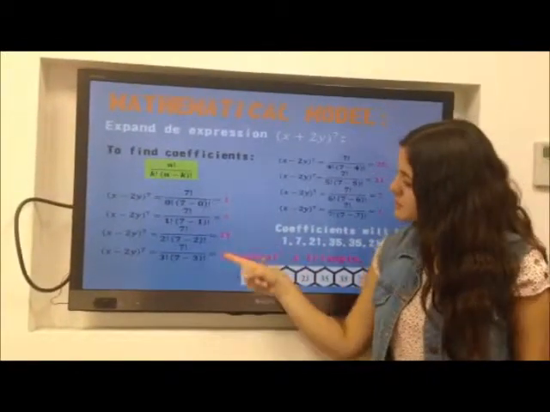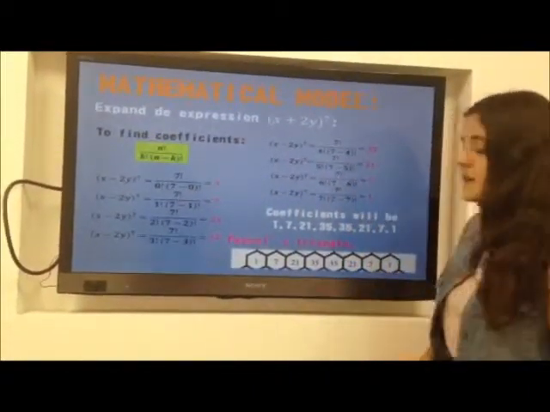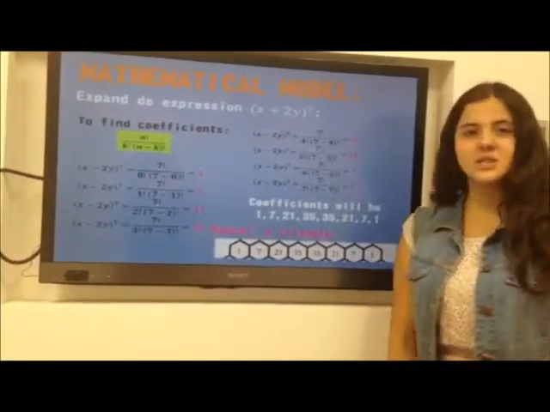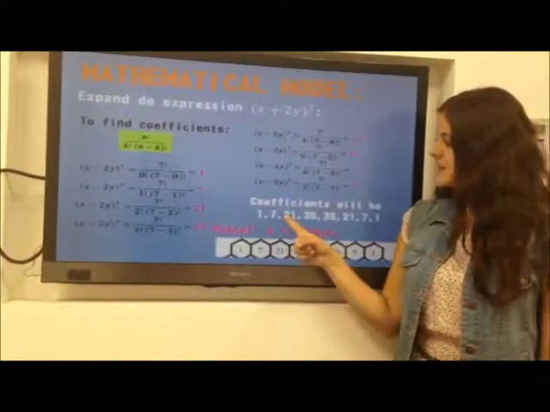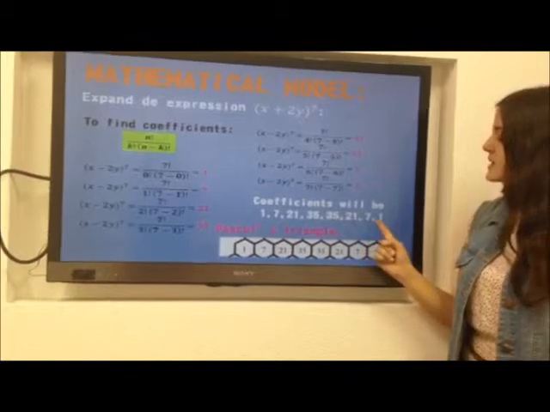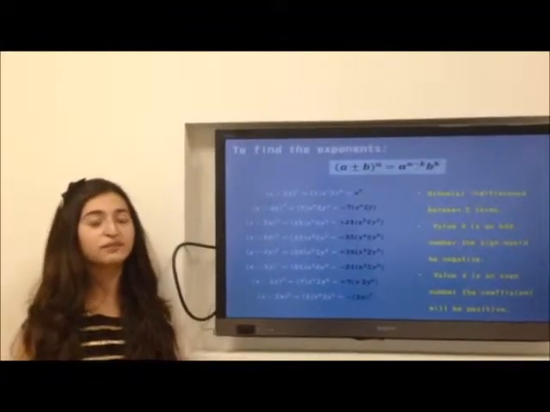Then with all the other positions, we're going to apply the same formula. And finally, with all this process, we can get that the coefficients of the expansion of this binomial are going to be 1, 7, 21, 35, 35, 21, 7, and 1. Now we'll have to find the exponents. For the first term, we'll do the following.